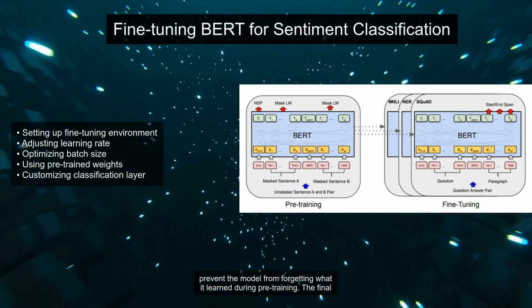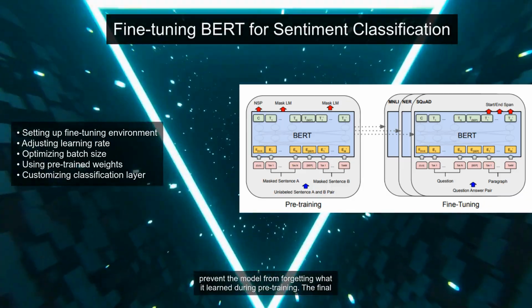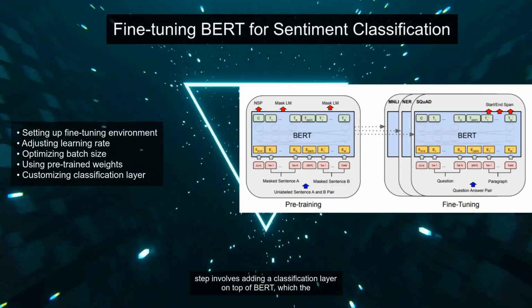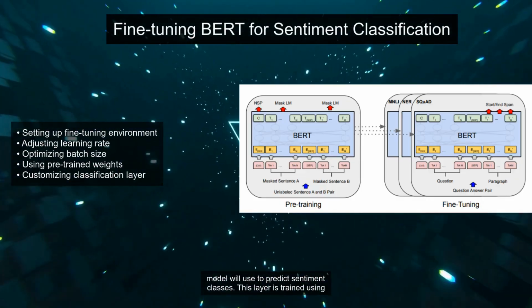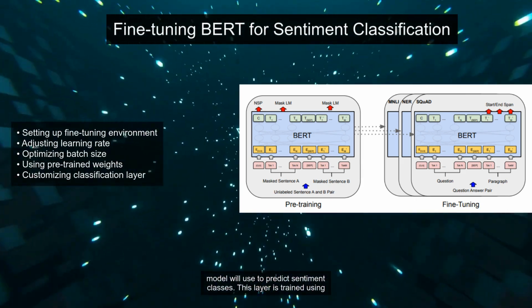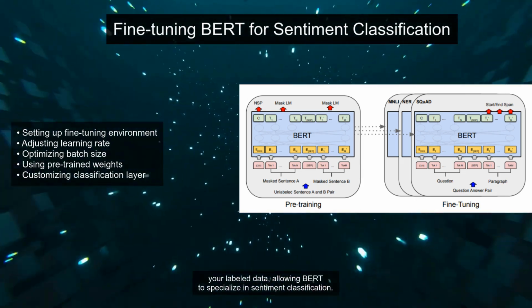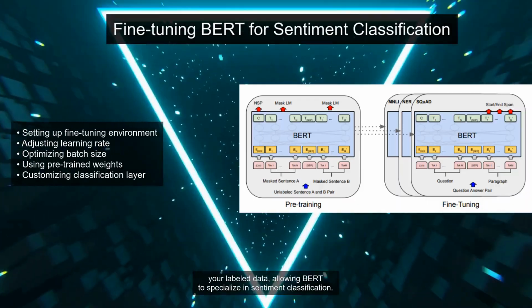Typically, a lower learning rate is preferred to prevent the model from forgetting what it learned during pre-training. The final step involves adding a classification layer on top of BERT, which the model will use to predict sentiment classes. This layer is trained using your labeled data, allowing BERT to specialize in sentiment classification.